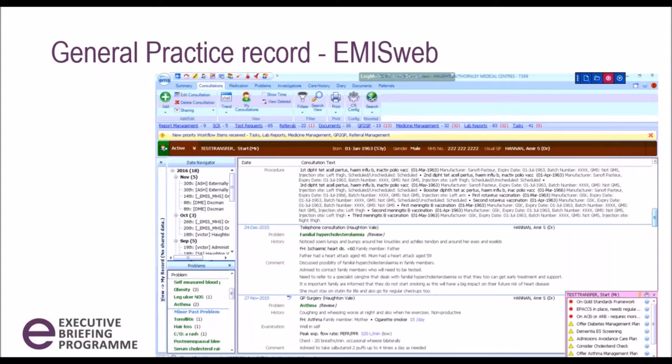On the right, you can see a little box that flashes up that tells me about things that I need to be aware of, and that's the system throwing up information that I might not be aware of, things that I need to do, and that's based on the data that's already embedded in it. And on the left-hand side, you can see a list of problems that this patient has. So it's useful for us to be aware of what kind of data we're talking about and what a GP record might look like.